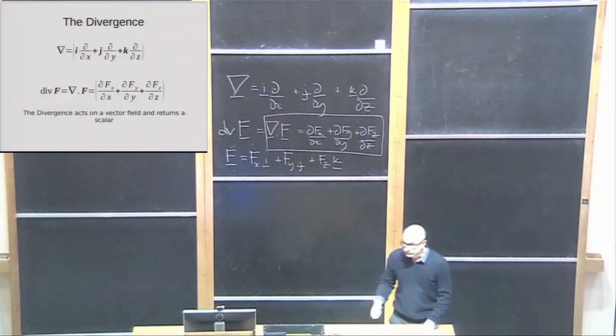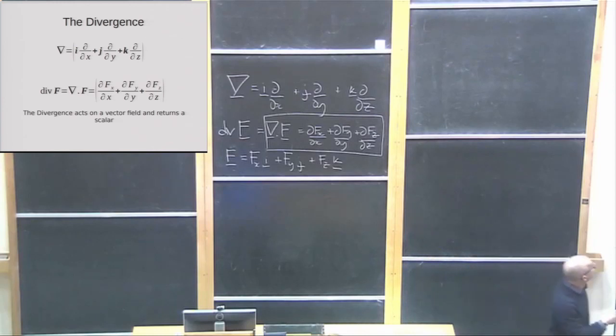Okay, so this is what I've just said then. So a reminder that we know Nabla is our vector operator. The divergence is written both as div f and as the dot product of Nabla with our vector field, and has this form.